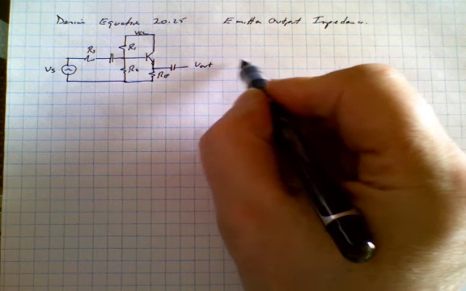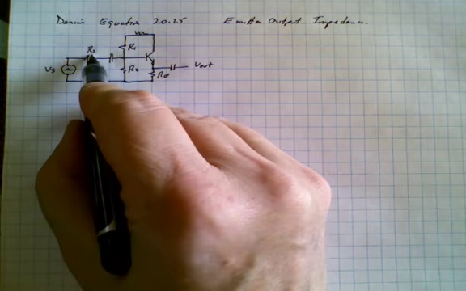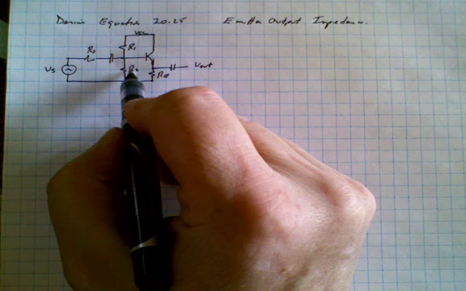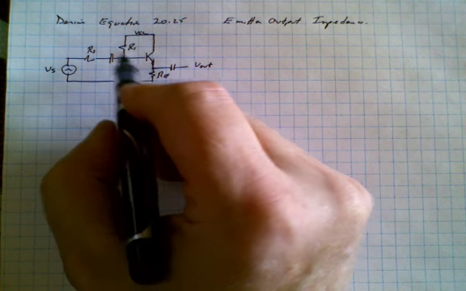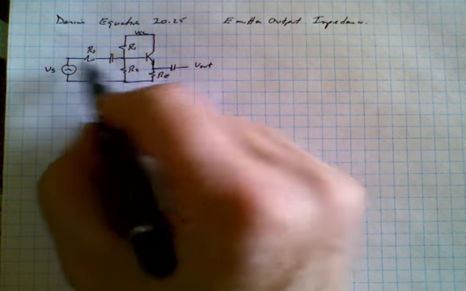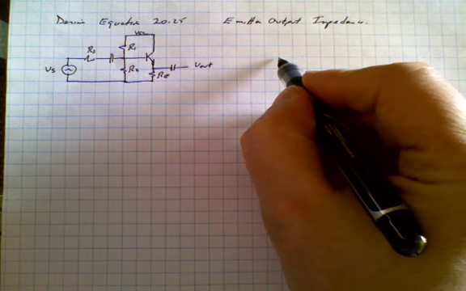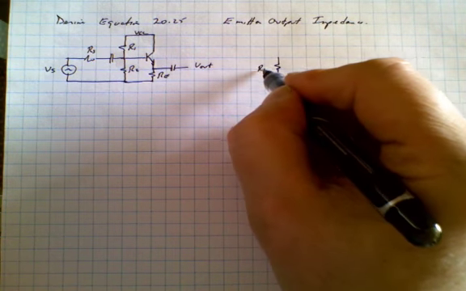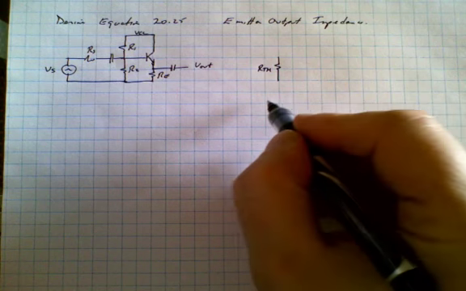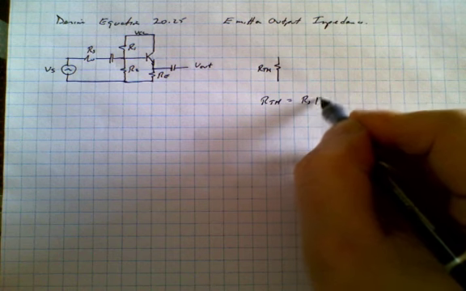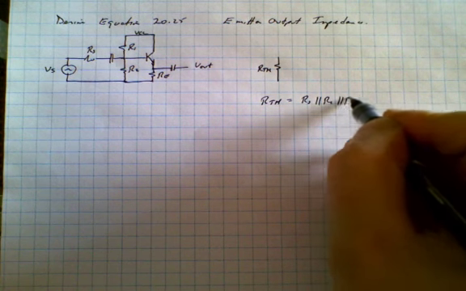Now, what the output sees is this resistor in parallel with that resistor, in parallel with that resistor. That's because we short circuit the capacitor, we short circuit the supply, we short circuit this one. These three resistors are all in parallel. So we'll just write them all in parallel and call them RTH, R Thevenin, where R Thevenin is equal to RS in parallel with R1 in parallel with R2.